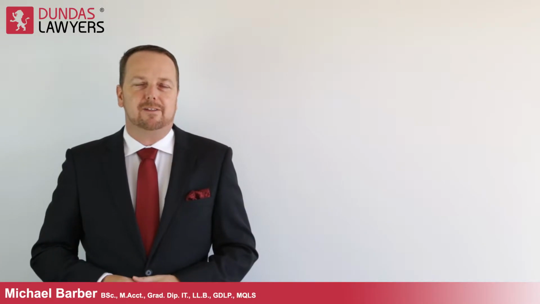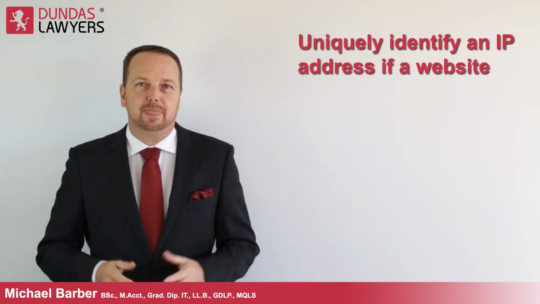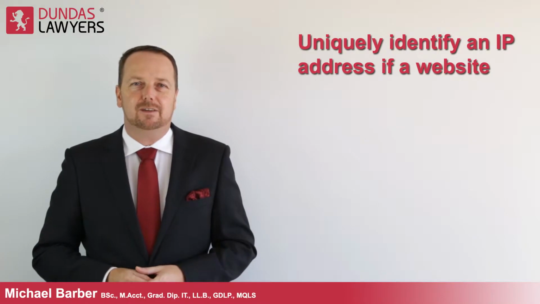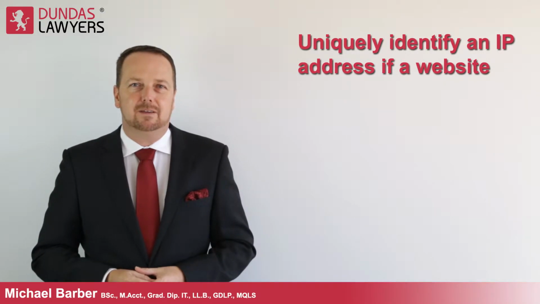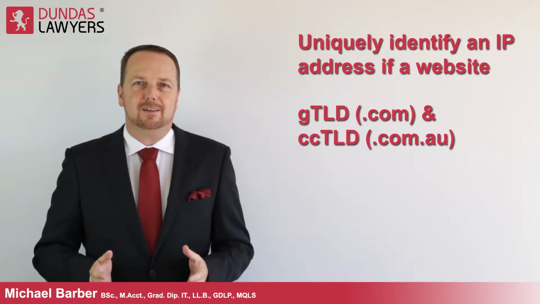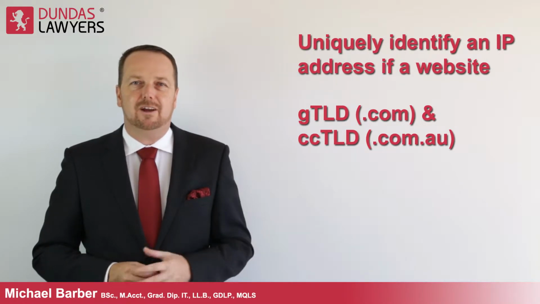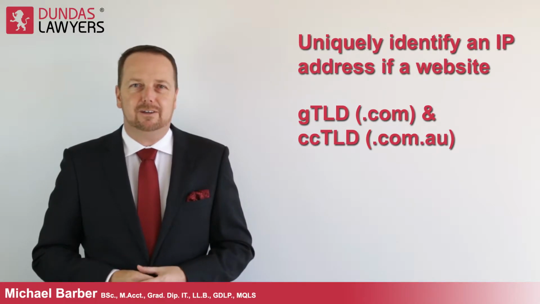A domain name is simply a string of characters which uniquely identifies an IP address on a computer somewhere which hosts a website. An example is dundaslawyers.com.au. The .com.au part of the website is what's known as the top-level domain. There are typically two types of top-level domains: country code specific top-level domains, like .com.au, and generic top-level domains, like .com and .edu.